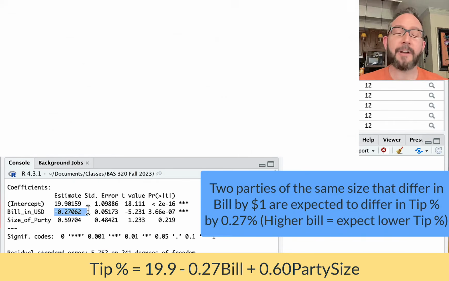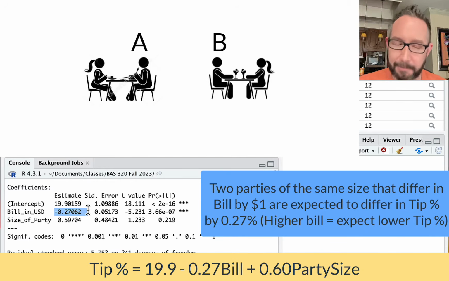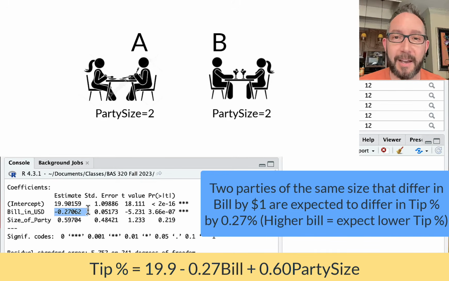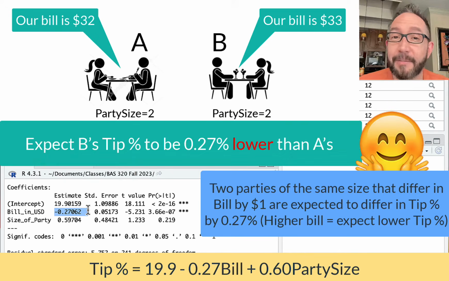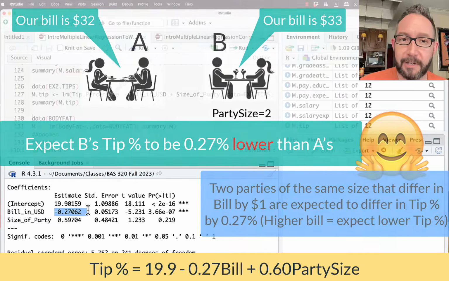Well, we start out our interpretation by saying two otherwise identical parties with respect to the other predictors in the model. So the only other predictor besides bill is party size. So we're assuming that these two parties have the same number of people in it. So two equally sized parties that differ in terms of their bill amount by $1 are expected to differ in their tip percentage by 0.27 percentage points. Since the coefficient is negative, the party that had the higher bill is expected to leave the lower tip percentage.